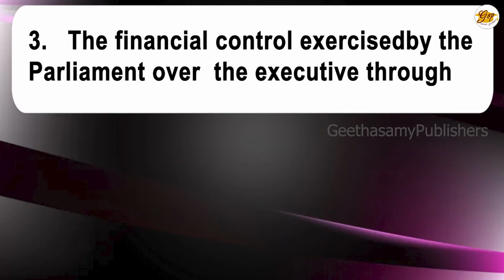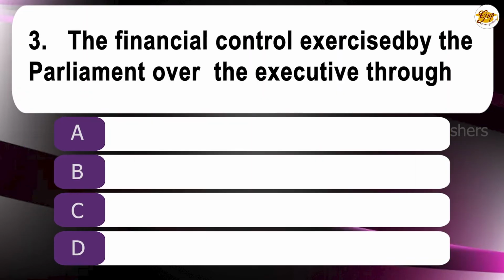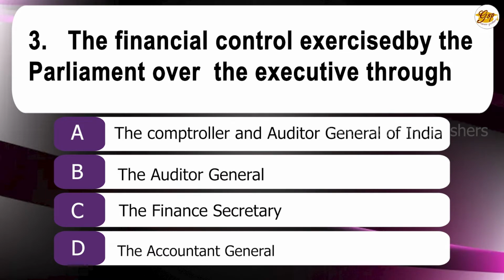Third question. Financial control exercised by the Parliament over the executive is through A. Controller and Auditor General of India, B. Auditor General, C. the Finance Secretary, D. the Accountant General. The correct answer is A. the Controller and Auditor General of India.